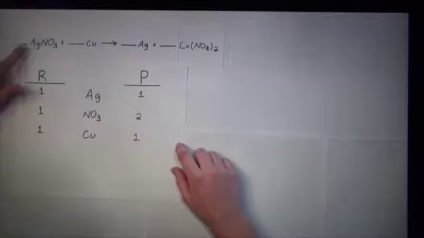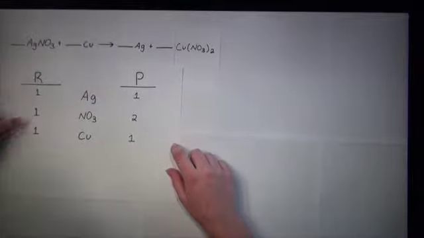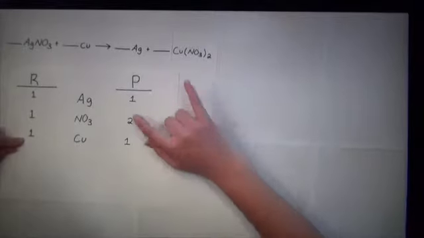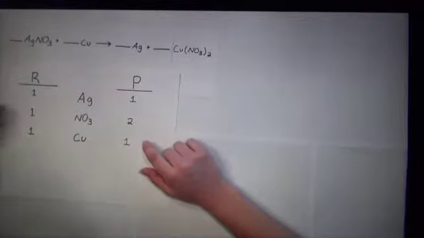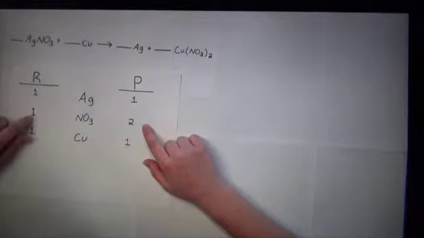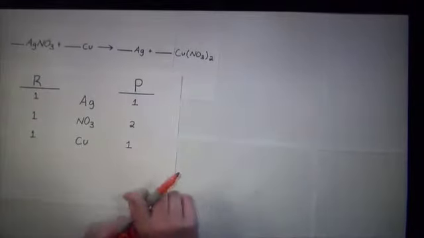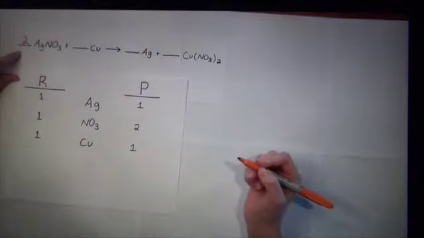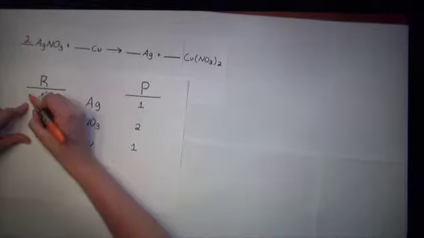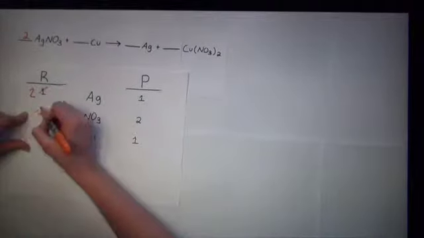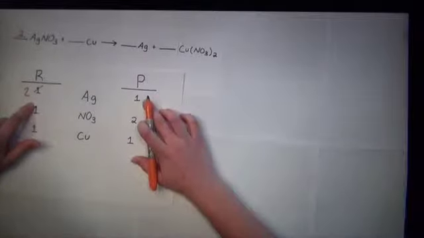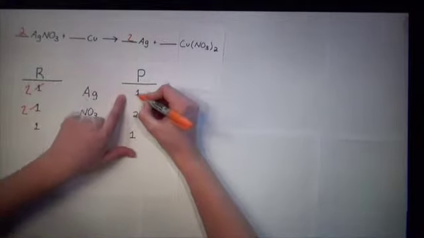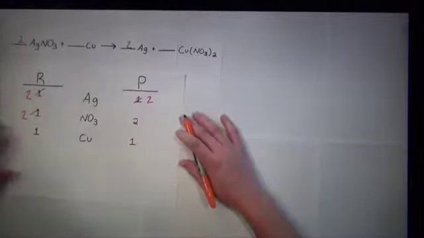On the reactant side, we have 1 silver, 1 nitrate, and 1 copper. On this side, we have 1 silver, 2 nitrates, and 1 copper, so you have to balance it. First, we're going to start with nitrate because this is the one that's uneven right now. So we need another nitrate on this side, so we're going to put a coefficient of 2. Now that changes silver, so now we have 2 silvers and 2 nitrates. But now our silvers are uneven on the product side. So we have to put 2 moles of silver here, and after we do that, our equation is balanced.